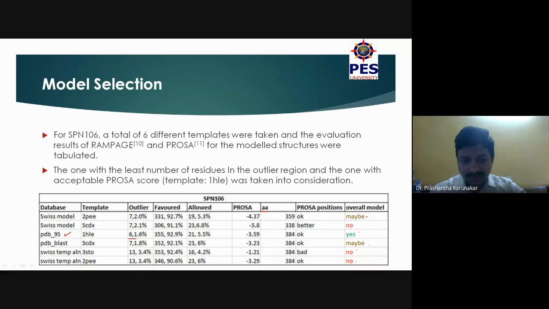If we use the Swiss model, as I mentioned, it is covering only 359 amino acids. SPN 106 has 384 amino acids. So 359, though the score is good, the query coverage is less. So we said not to go with it. 338, less than this, no. Then we have a situation with 384, where all residues are covered, with fewer outliers, and we also checked the process score and other things. Based on that, we decided that this should be the best model that we can take for the drug designing.